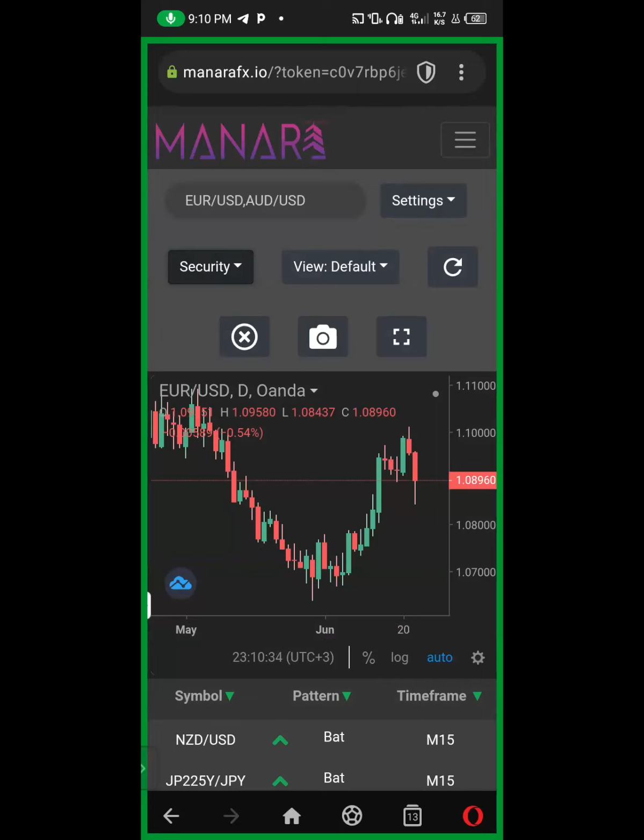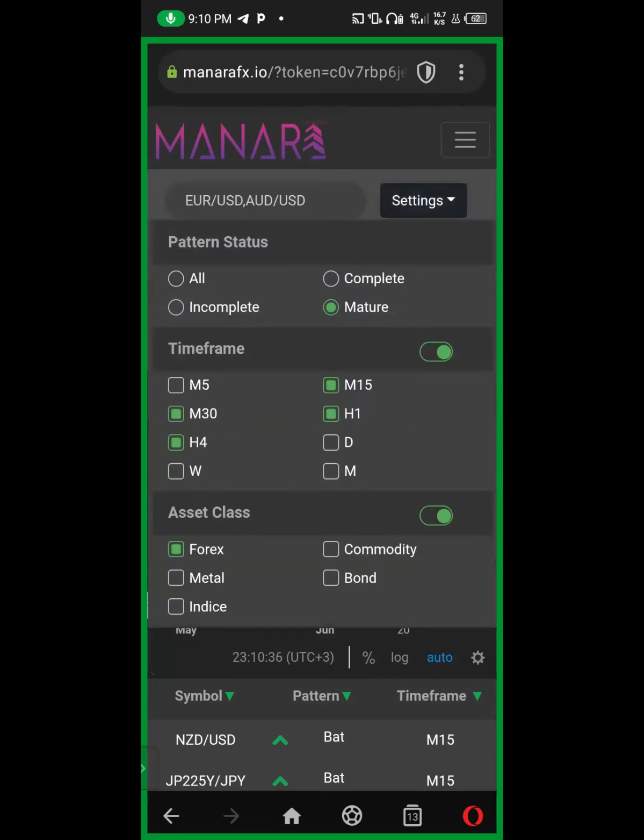Okay. The next thing you want to go to is the settings. So what do you need? Why do you need settings? Now you've chosen the taste. You want to choose the time. Okay, the time frame or how you want the pattern to be and all that.